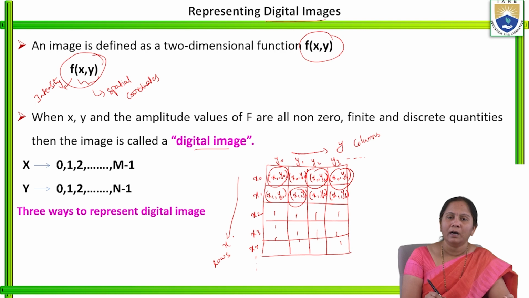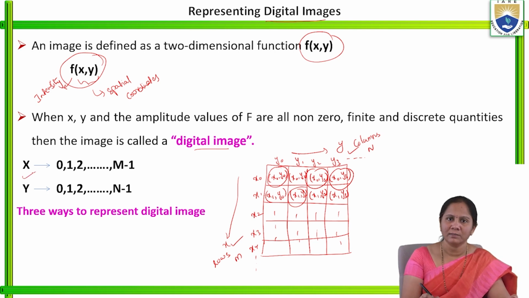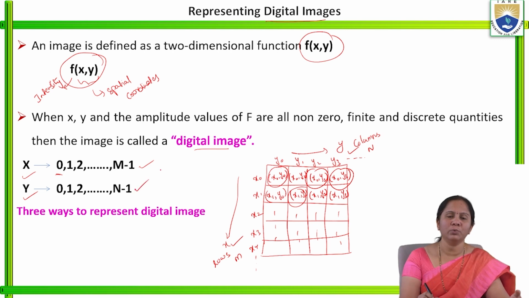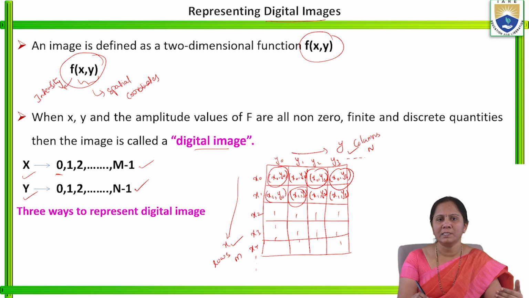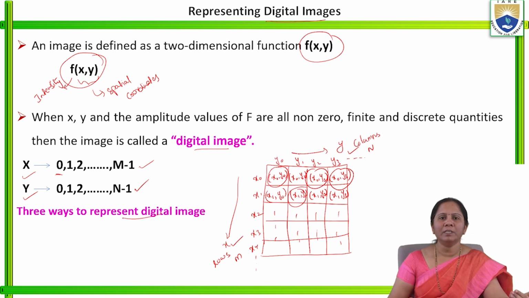Okay, so the number of x coordinates and y coordinates you can take are finite. That means we can consider the number of rows as m and the number of columns as n. So the value of x will range from 0 to m minus 1, as we have considered from 0, and the value of y will range from 0 to n minus 1, where m and n represent the number of rows and columns. Now, there are different ways to represent digital images. We will see them one by one.